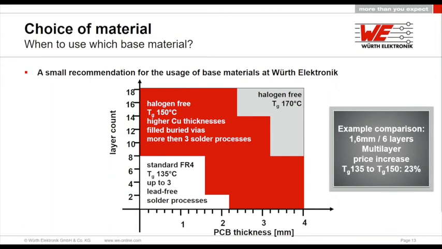Higher grade material costs a little bit more, and again, I did a price comparison. I took a 1.6 millimeter 6-layer multilayer, used our standard build-up, and just changed the material from a TG135 to a TG150. And you had a price increase of 23%. And as you see in this chart, 1.6 millimeter is the point where we might start to discuss if either a TG135 or a TG150 might be used. So come to us, talk to your sales partner, talk to us, which material is best for your application, because this is the point where money could be saved.